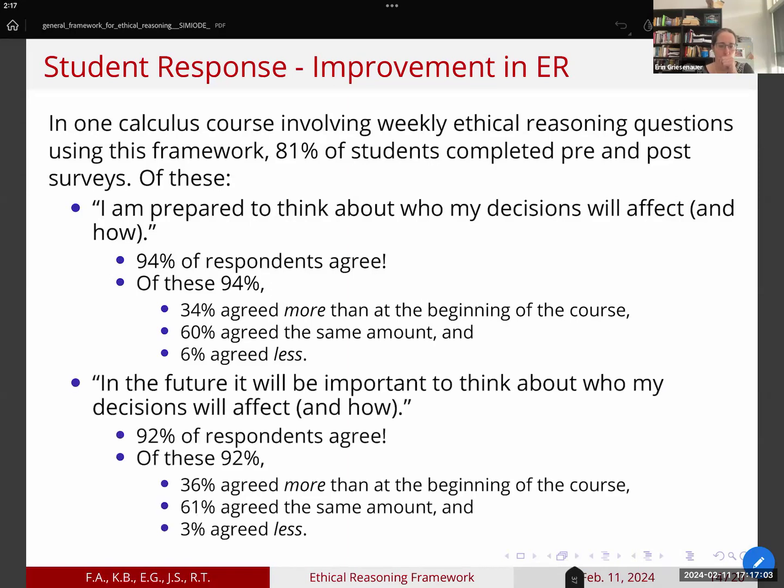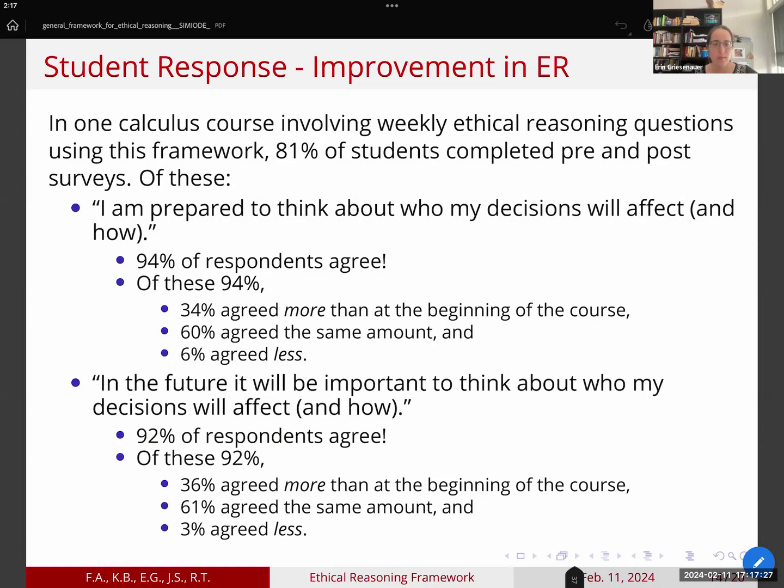Similarly, not only do they agree that they are prepared to think about who their decisions will affect and how, but they agree that it'll be important for them to think about who their decisions will affect and how. The numbers here were almost exactly the same. Almost every student agreed that ethical reasoning was an important skill.